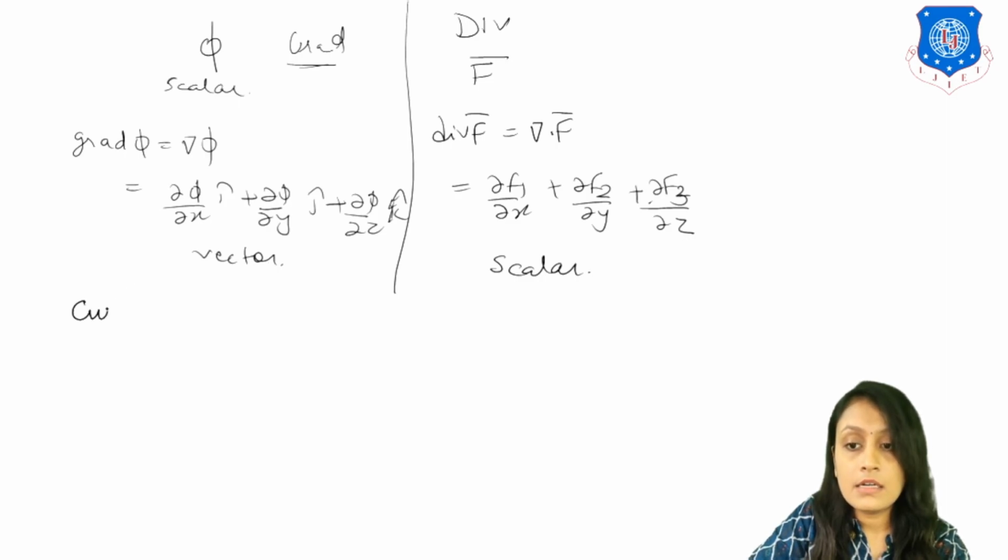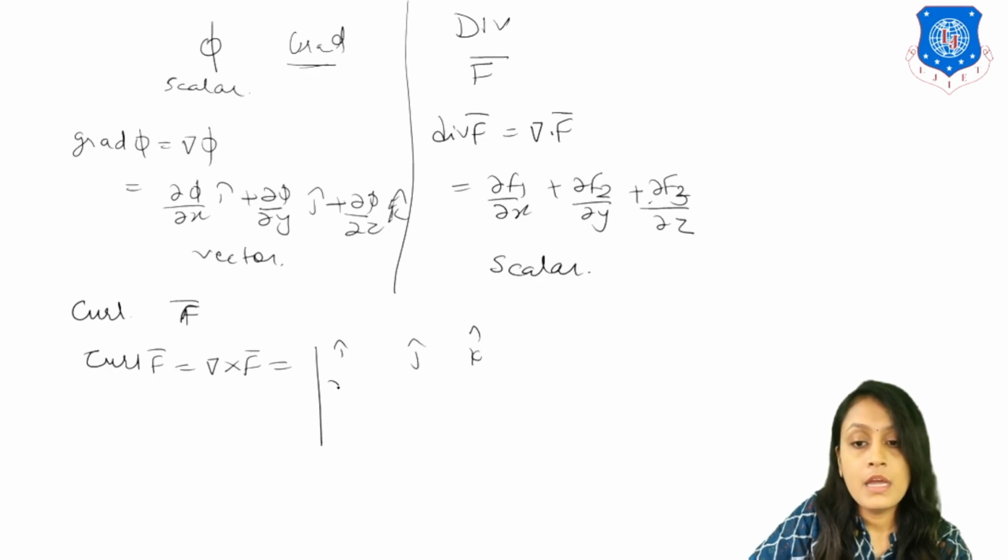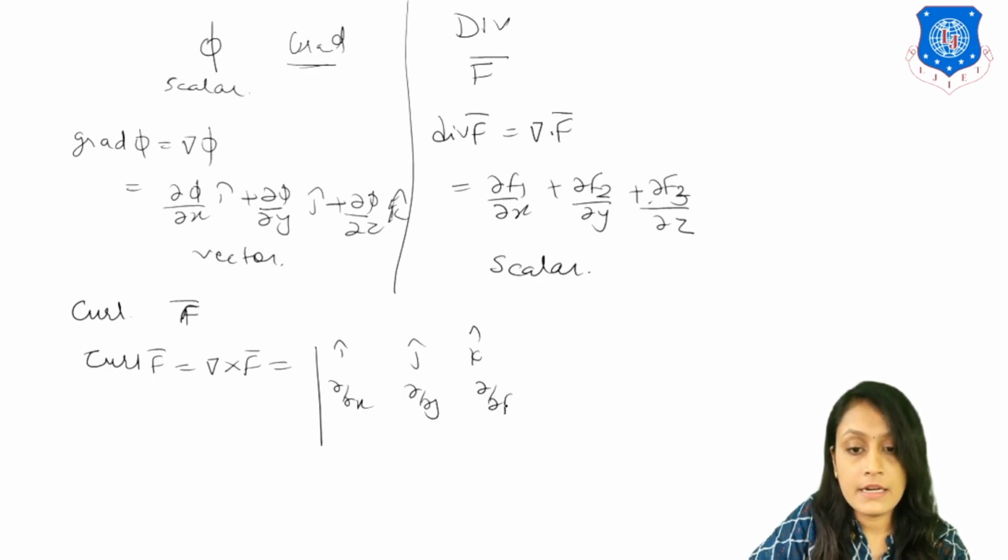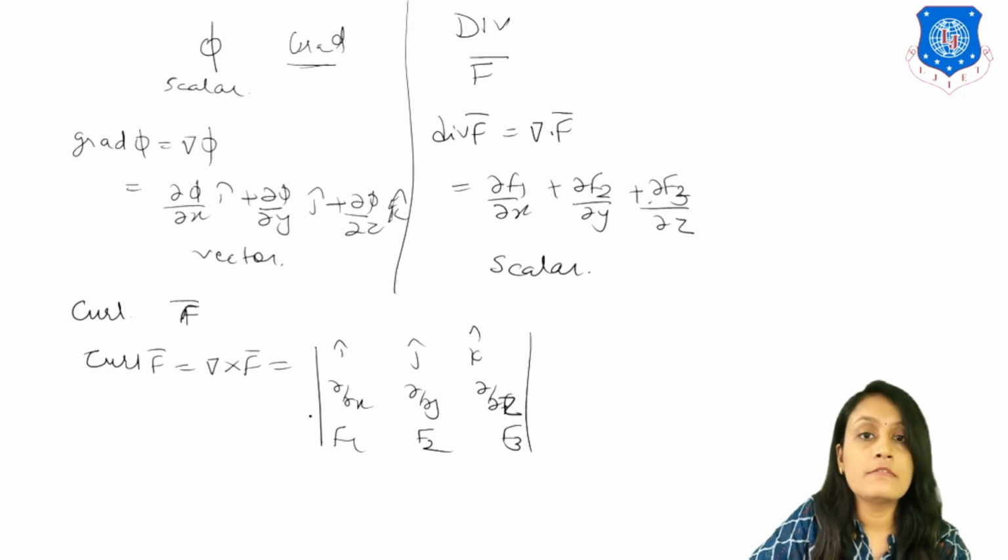And lastly, curl. For that again f bar will be given to you. The notation is curl of f bar, or we can say del cross f bar. These two are the notations, and the formula is what: i j k, del by del x, del by del y, del by del z, and here we have f1, f2, f3. Just solve this determinant, so you will get the answer of curl.